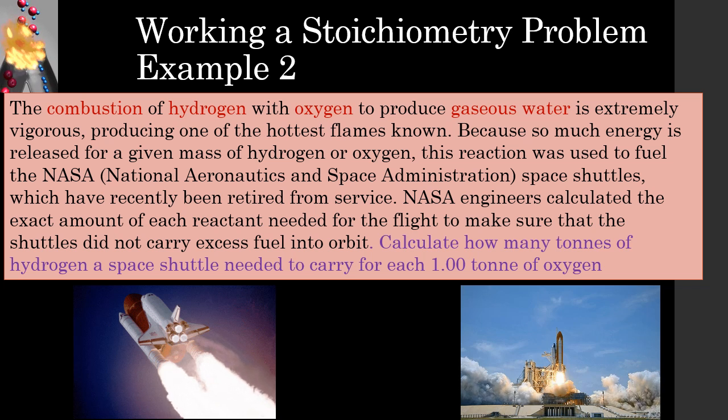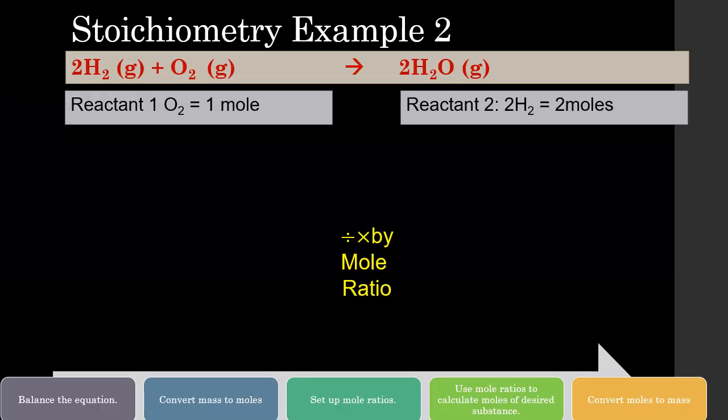Now we can also notice NASA, for example, use this relationship when they combust hydrogen and oxygen and they produce gaseous water. And this is a very vigorous flame, and it's a hydrogen fuel cell. So what I'd like you to consider now is how many tons of hydrogen a space shuttle needed to carry for each ton of oxygen. So what we want to do is balance the equation, convert mass to moles, set up the mole ratios, use those mole ratios to calculate the moles of the desired substance, and convert moles to mass.